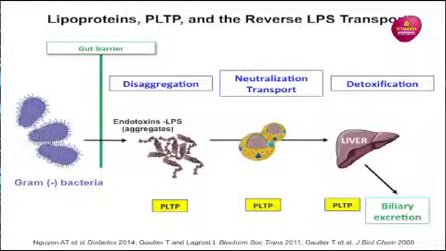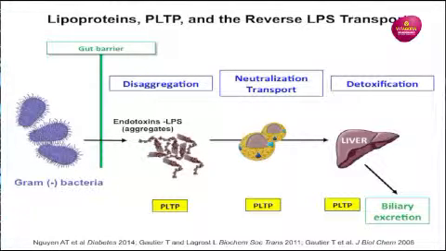So LPS has to be quickly disaggregated, and PLTP is involved. They have to be transferred towards lipoprotein particles, thus producing a dual effect: first neutralization and second transport. And finally, this LPS can be detoxified in the liver through biliary excretion. So PLTP has the ability to play a key role, shuttling LPS molecules between distinct entities.